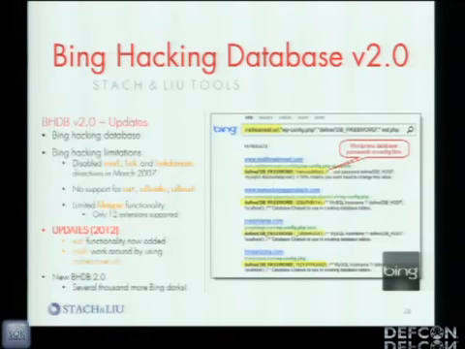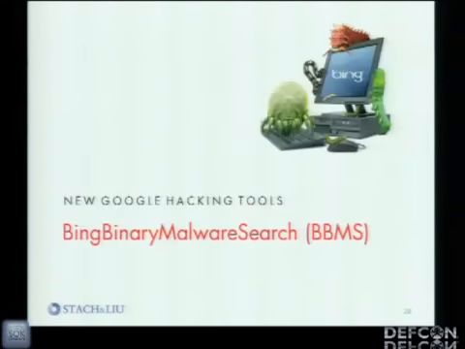So with the new version that we released in Bing Diggity, we went from like 1,000 or some odd mildly effective queries to, I think, like 4,000 to 5,000 queries that are now pulling vulnerability information out of Bing. So kind of exciting.